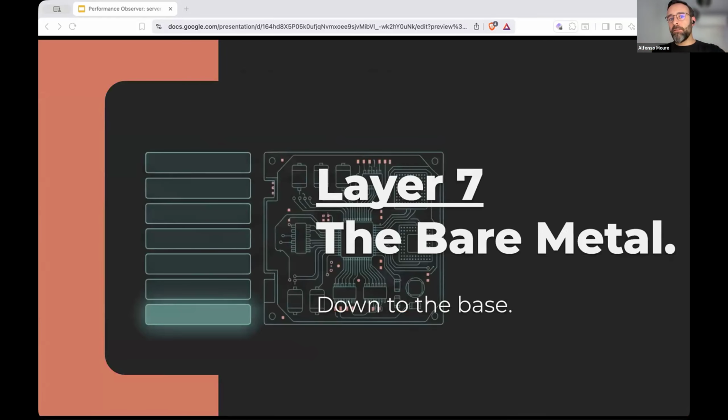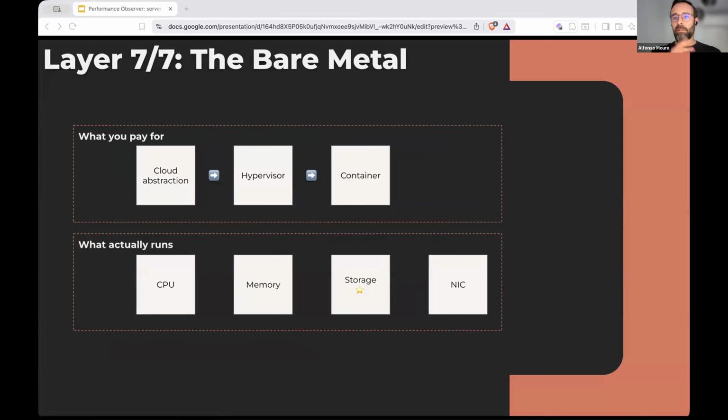So the last one, the layer 7, this is the bare metal. We have arrived to the hardware where things actually run. And almost paradoxically, this is where most teams stop thinking because of how the cloud services abstract everything that are related with the metal. So what's inside this box?